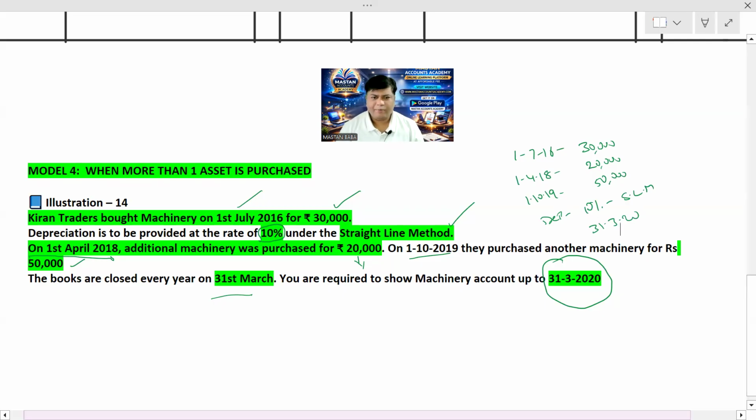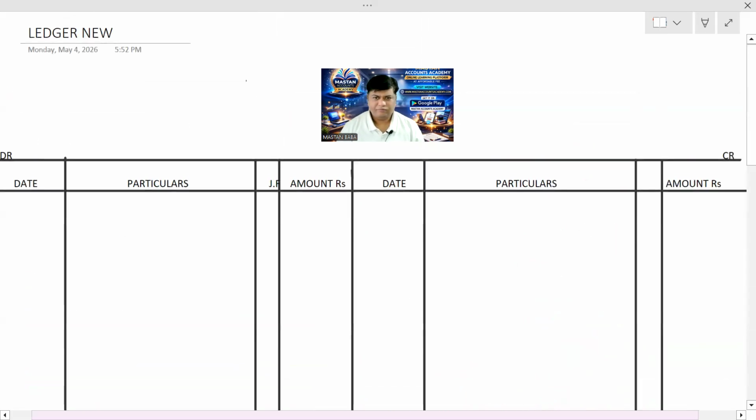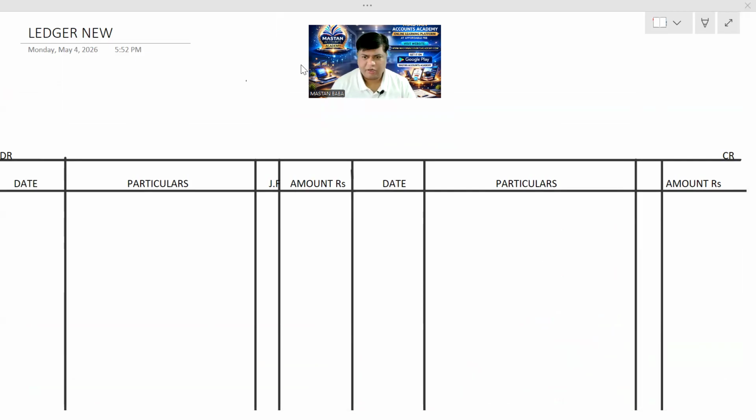First of all, 1st July 2016. The machinery account heading is Machinery Account. 1st July 16, to bank account. It is very simple, but when there is more than one asset, be careful. The first machinery value is 30,000.